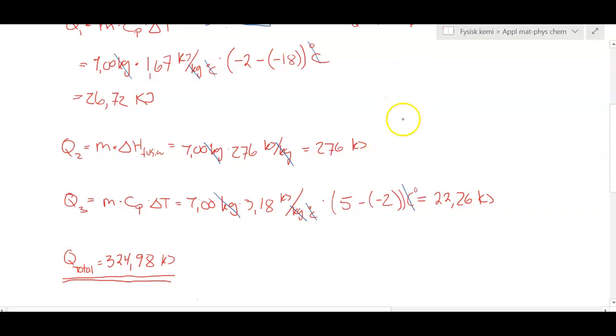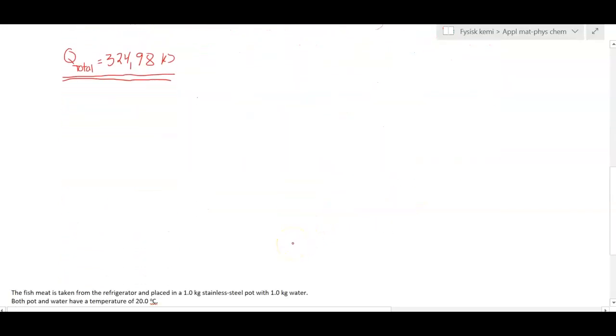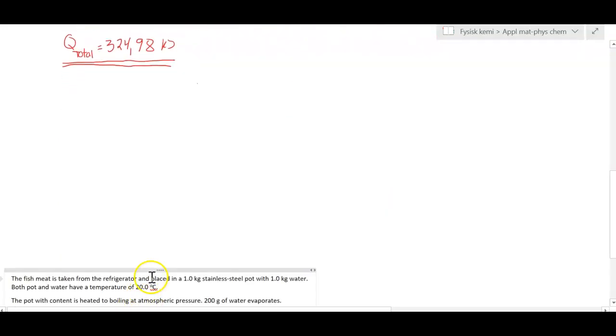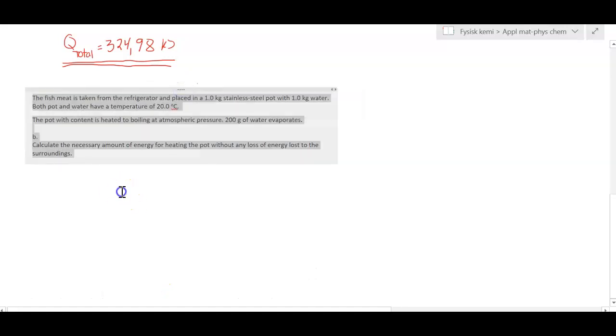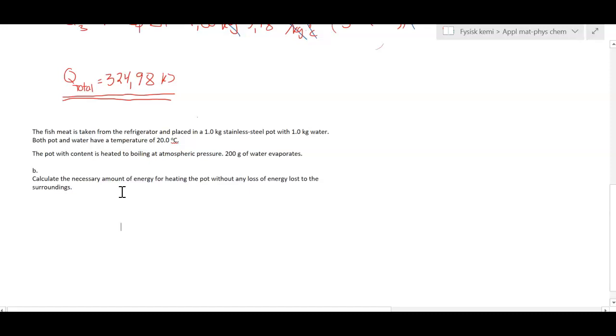Okay, so now the second half of the question, maybe I should move that up a bit further. Now this fish is taken out of the refrigerator and put into a pot containing water, and it is a stainless steel pot weighing 1 kilo. There is a starting temperature. Now we are told that it is heated to boiling at atmospheric pressure. Also, we are told that 200 grams of water evaporates.